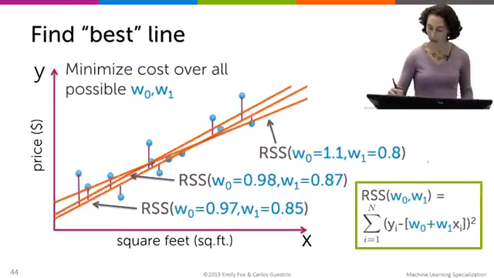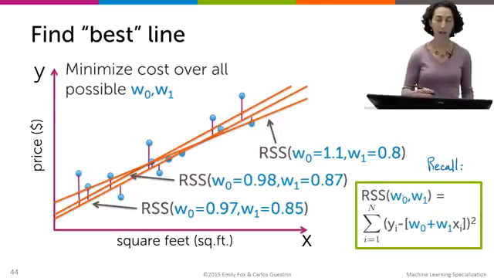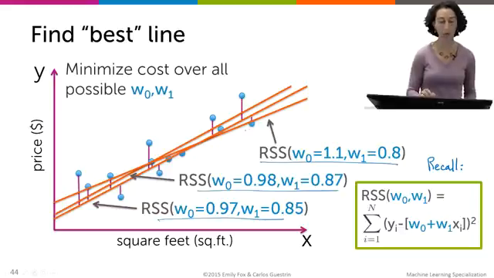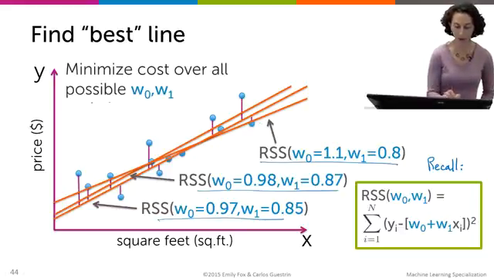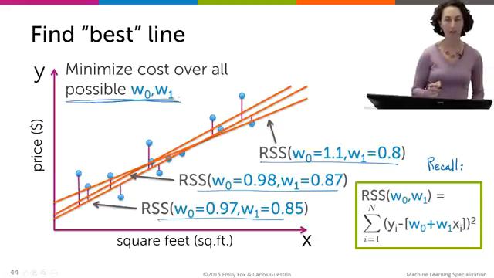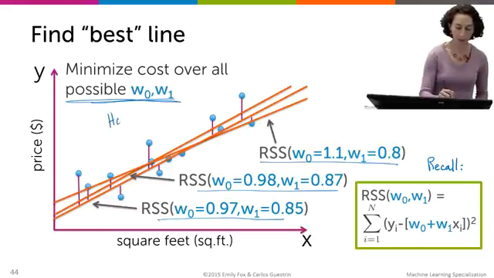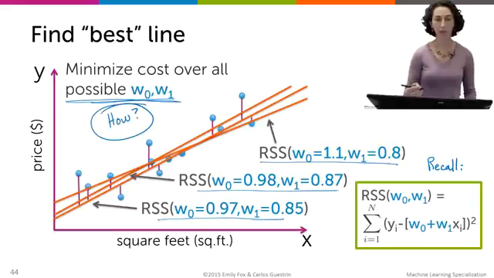Recall that our cost was defined as this residual sum of squares, and for any given line, we can compute the cost of that line. For example, we showed 3 different lines and 3 different residual sums of squares here, but our goal was to minimize over all possible W0 and W1 slopes and intercepts. But the question is, how are we going to do this? That's the key question we're looking to address in this part of the module.